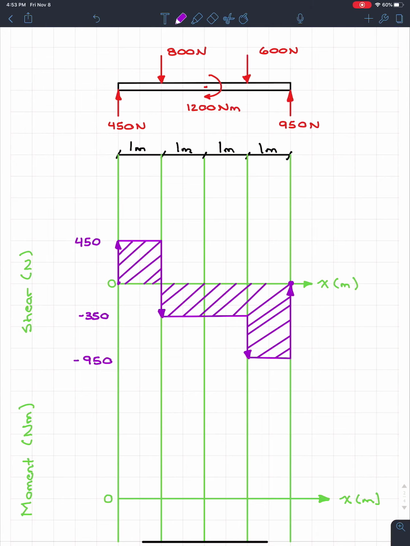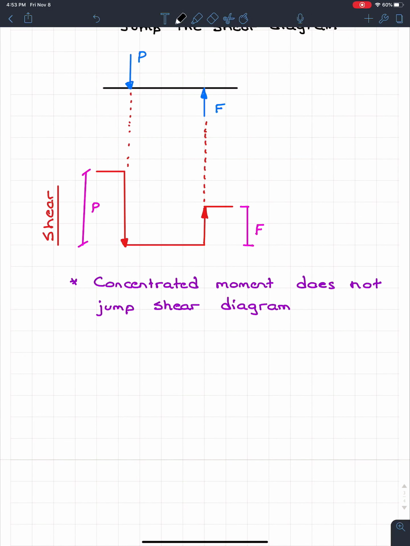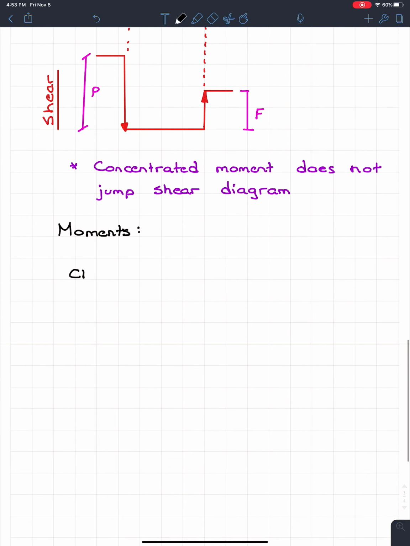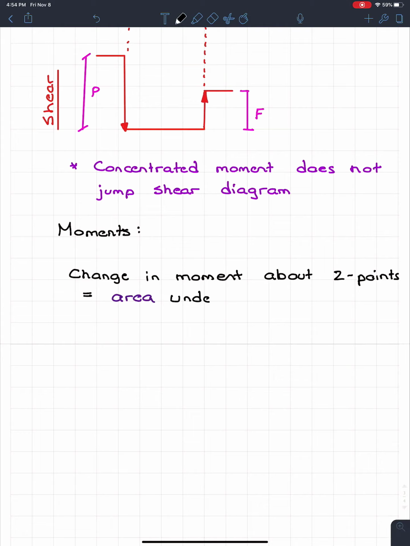But for moments, it's a little bit different. So for the moment diagram, I know this is theory of everything, it's not really making much sense. So for moments, the change in moment about 2 points is equal to the area, and I'm going to put this in a different color because this is very important, the area under the shear diagram.